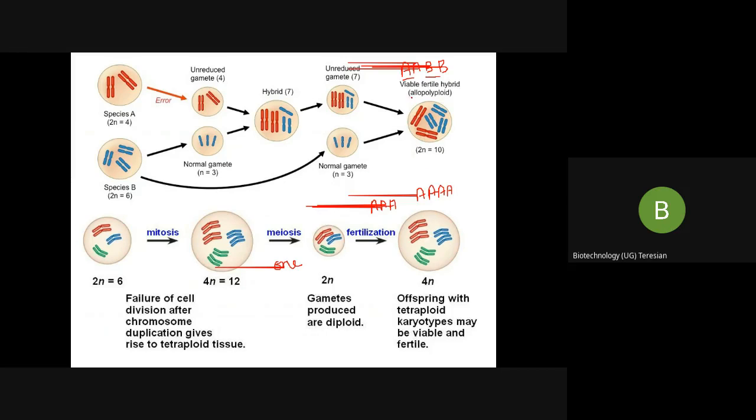So this is an allopolyploidy. What has happened? Your chromosome numbers are doubled, that is 2 or more sets of chromosomes. Here also, here also. But here it has happened in one species. Here it has happened between two different species. That is why it is allo and this is auto. So this phenomenon we can use for crop improvement.